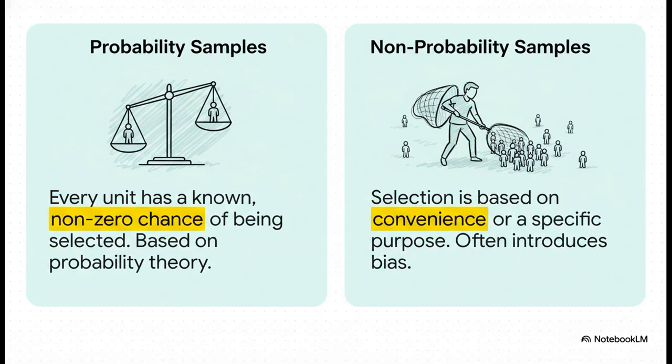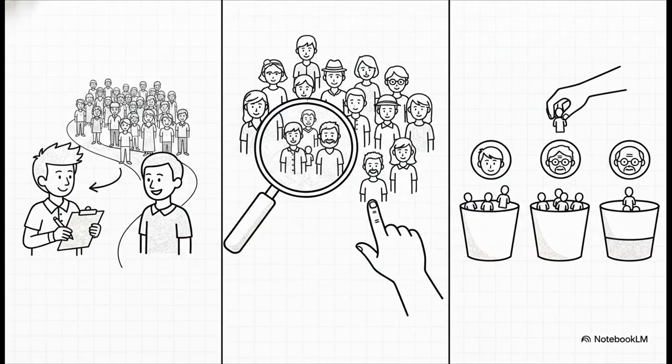Then you have the other side, non-probability samples. These are often the quick and dirty methods based on what's easy or convenient, and they are super prone to introducing bias. You honestly see these non-probability methods everywhere. A convenient sample is just grabbing whoever's around, like those man-on-the-street interviews you see on TV. A purposive sample is when you deliberately handpick people for a very specific reason. And a quota sample is when you try to find, say, 50 men and 50 women to talk to. They can be useful sometimes, but for getting an accurate picture of a whole population, not so great.